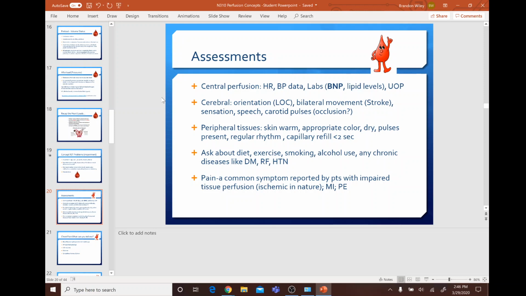What about peripheral tissues for that? What are you going to assess for that? Is the skin warm, is it the proper color, is it dry, are the pulses present, do they have regular rhythm, is cap refill less than 2 seconds? Hopefully it should be.